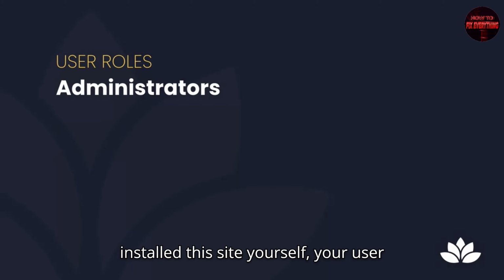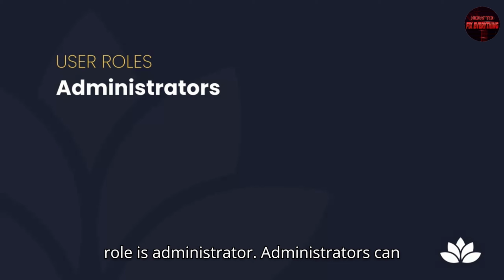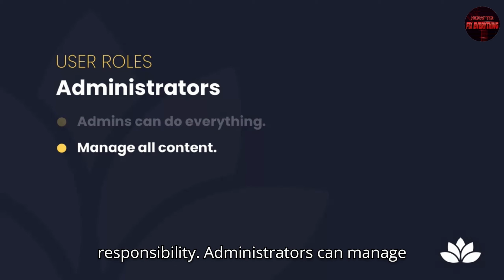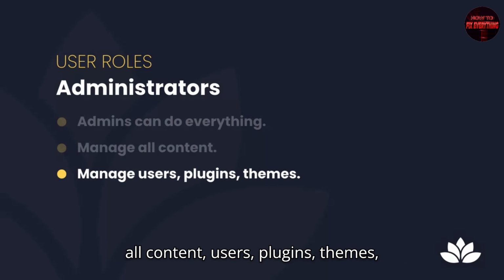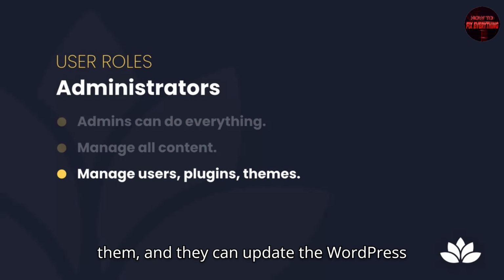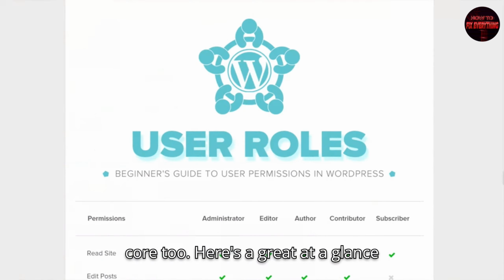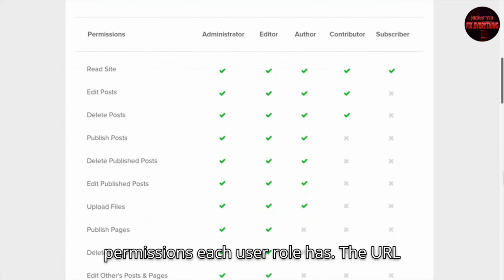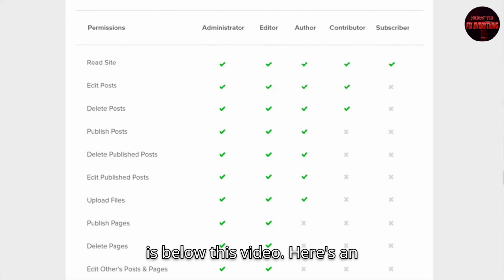If you installed this site yourself, your user role is administrator. Administrators can do everything in WordPress. It's a very powerful role which comes with great responsibility. Administrators can manage all content, users, plugins, themes, including updating them and deleting them. And they can update the WordPress core too. Here's a great at-a-glance guide from WP Beginner of exactly what permissions each user role has. The URL is below this video.